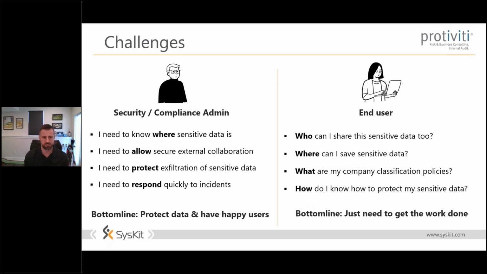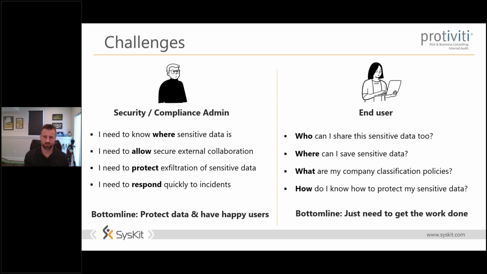So that's a challenging role for those compliance admins, to make sure they have happy users, and the end users, a lot of times they don't know, right? They don't care. And in some organizations, I've seen the compliance admins and security admins not trust the end users at all to identify these things.